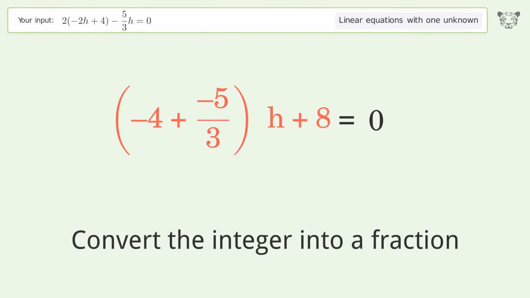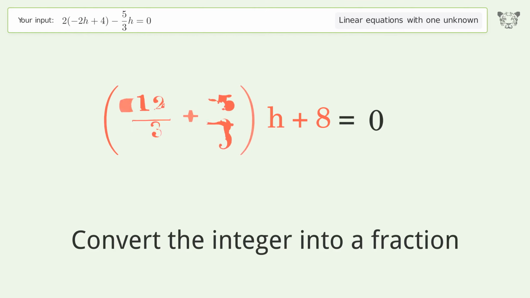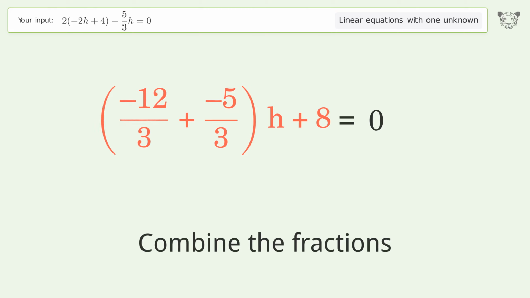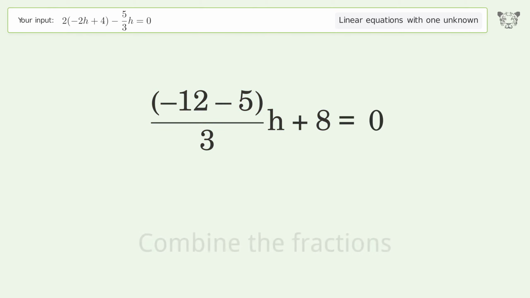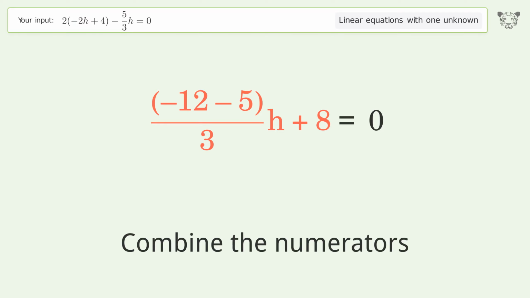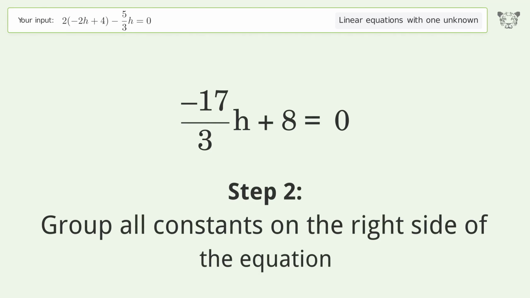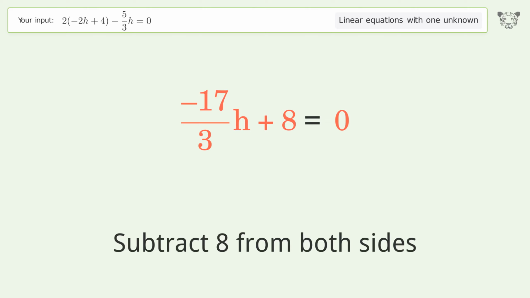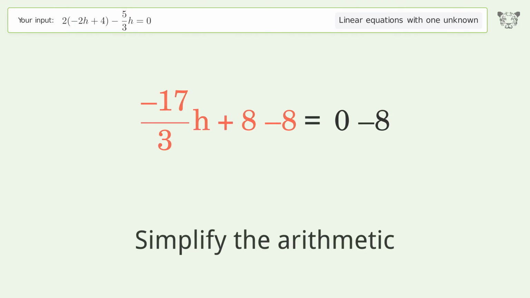Convert the integer into a fraction. Combine the fractions. Combine the numerators. Group all constants on the right side of the equation. Subtract 8 from both sides. Simplify the arithmetic.